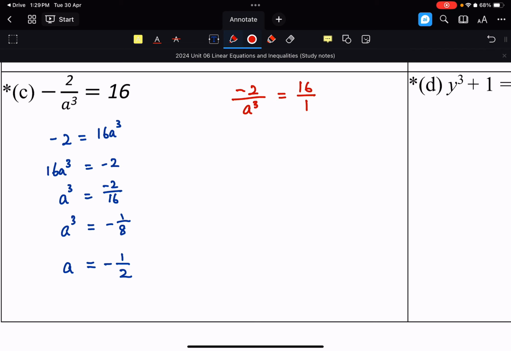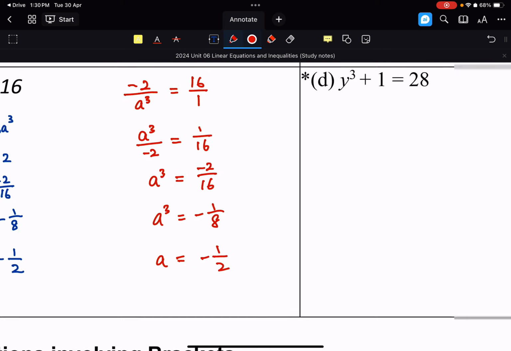So when it's one fraction equal to another, right? So a to the power 3 over negative 2 is actually equal to 1 over 16. Which means a to the power 3 is actually negative 2 over 16, which results in negative 1 over 8, which means that a is the cube root, so we get negative half.